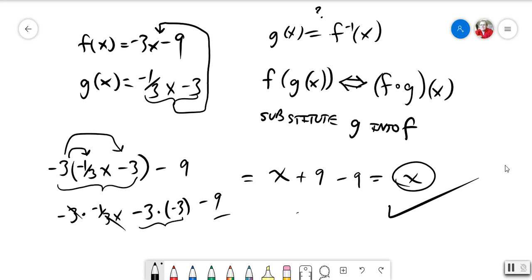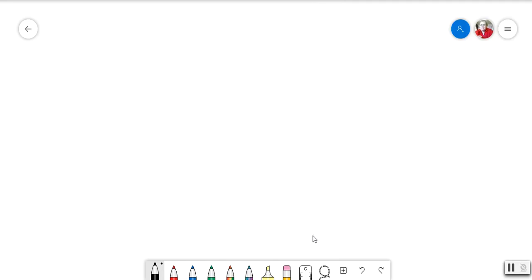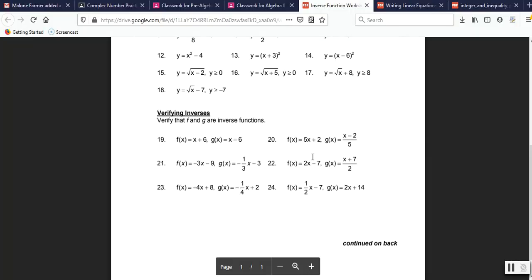So ding, ding, ding, this is true. Now, if I would have got anything else, if I would have got x plus 5 or x minus 7 or 2x or whatever, if it had been anything but just plain old x, then I would have said no, they're not inverses. But in this case, it turns out that they are. So that is the answer to that question. Okay, so this is how this kind of thing is working. That pretty much covers that.